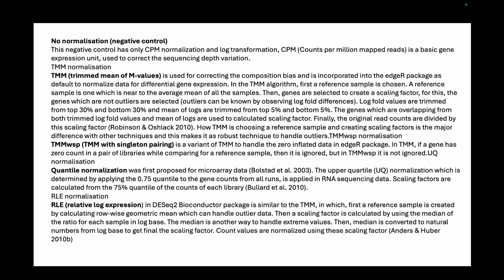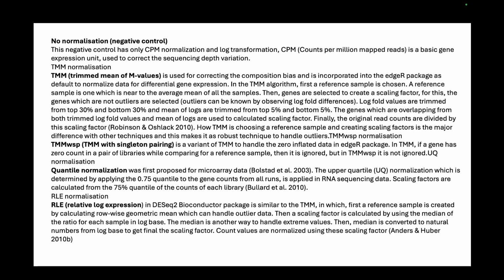Now, TMM, which is known as trimmed mean of M values, is used for correcting the composition bias. So basically, one set of samples is expressing that particular gene, another set of samples is not. This is what composition bias is, and TMM is used for correcting it. It is incorporated into the edgeR package, which is quite a common package used for RNA sequencing analysis, as a default to normalize data for differential gene expression.